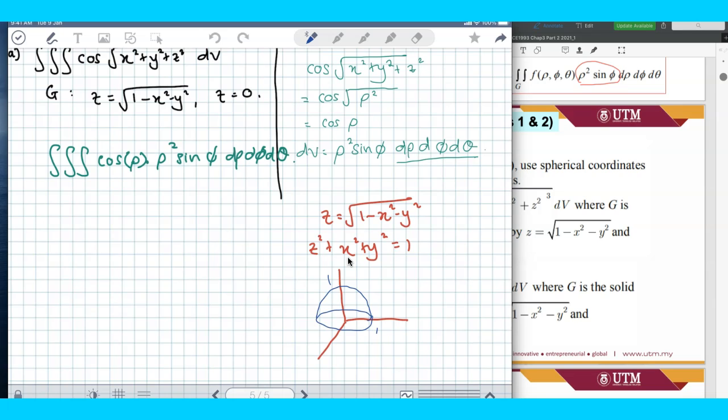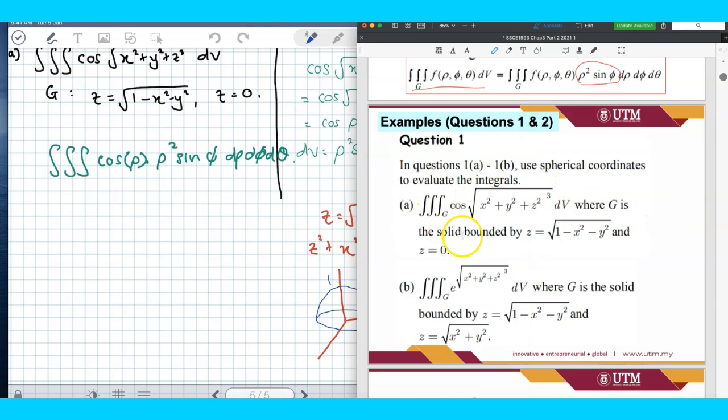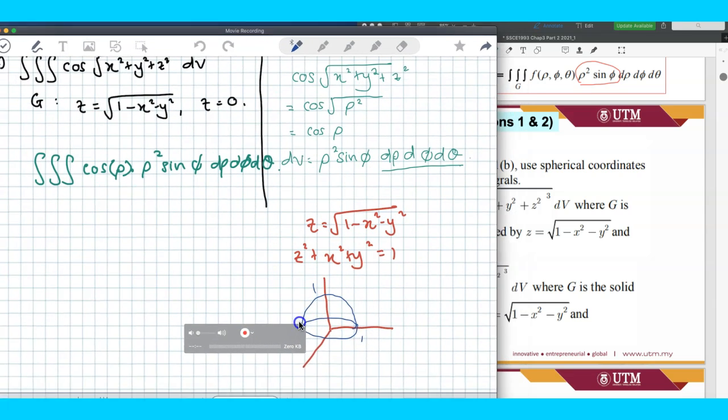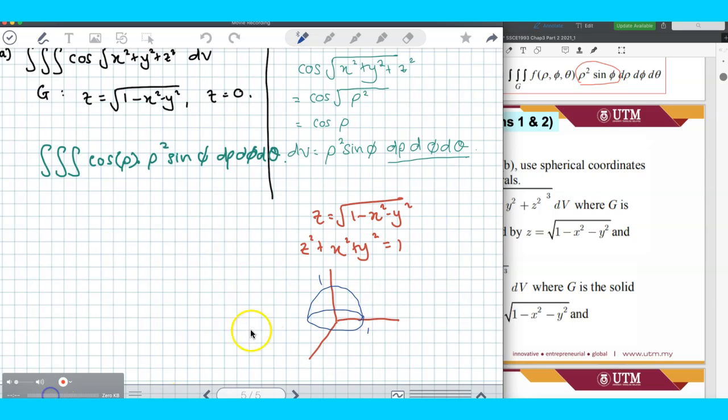How can you have a closed surface? As we can see from the instruction, the solid is bounded by the hemisphere and z equal to 0. So now we have a solid. A solid must be a surface, and the surface is closed. Then we call that a solid. So that is your solid.